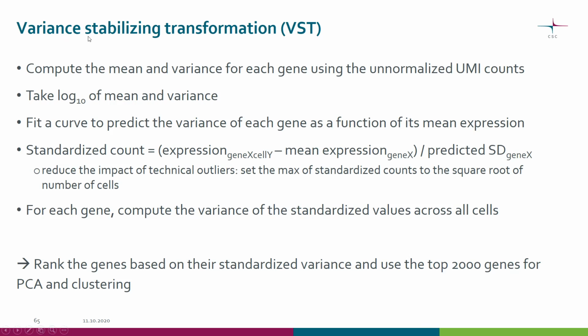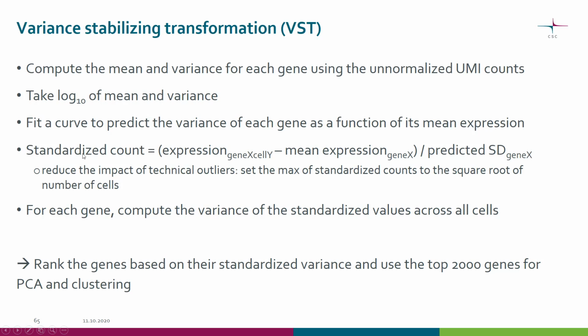Therefore, we need to stabilize the variance first, so we need to get rid of this mean variance relationship. And for that, we have variance stabilizing transformation, or VST. So this is how it works. First we compute the mean and variance for each gene using the unnormalized UMI counts. Then we take log10 of both the mean and the variance. So we would end up with a data cloud a bit similar to what I was showing in the previous slide, and then we fit a curve to that cloud to show the shape. This is actually a loess curve. This curve will predict the variance of each gene as a function of its mean expression.